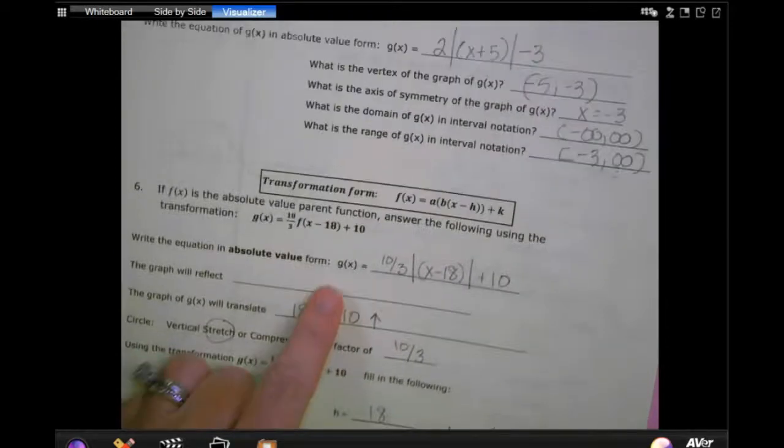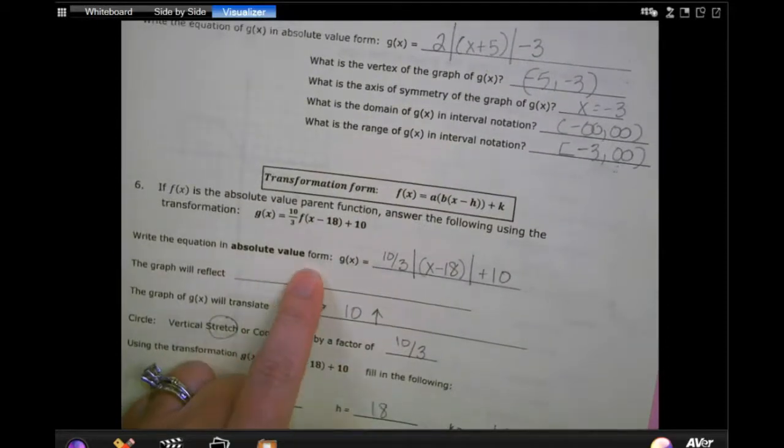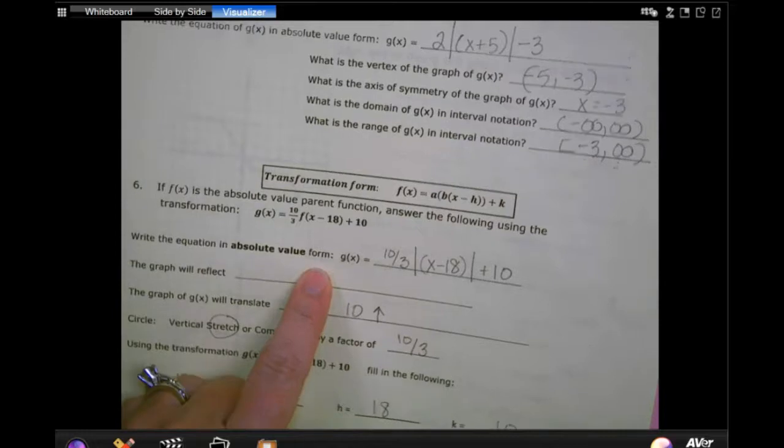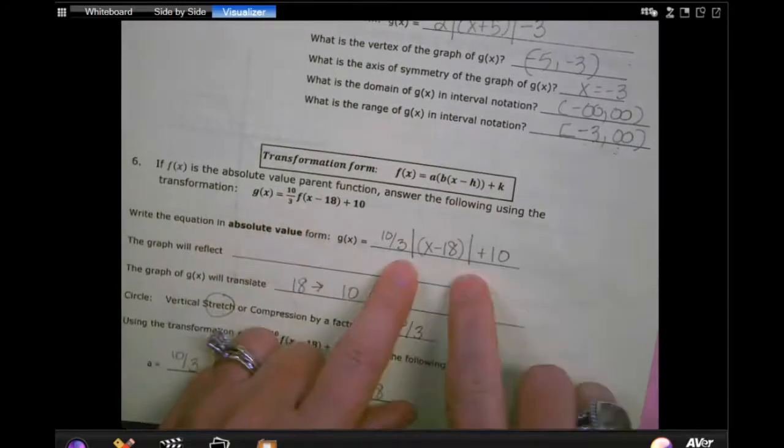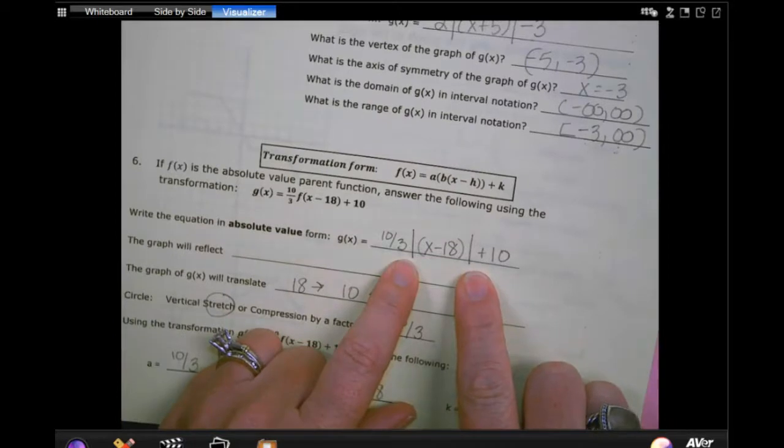So again, on number 6, where it says to write the equation in absolute value form, where the F is, all I did is I put the absolute value symbol. I just substituted the symbol.